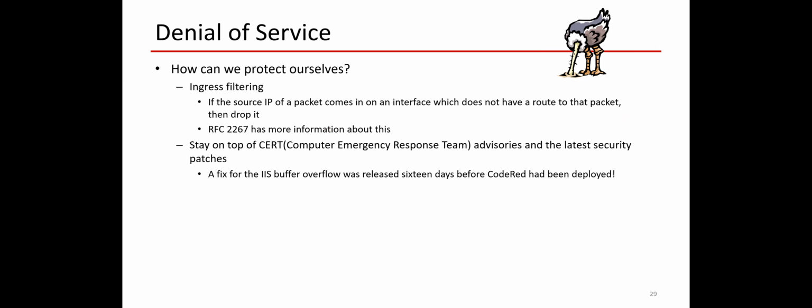Okay, so how can we protect ourselves? Ingress filtering, meaning you block everything except what you know. If a packet's source IP comes from an interface which does not have a route to that address, then drop it. Meaning, if the packet is not clear enough to process, I drop it. And stay on top of CERT, the Computer Emergency Response Team advisories and the latest security patches. So keep updating your Windows, your Mac OS, and your virus scan.